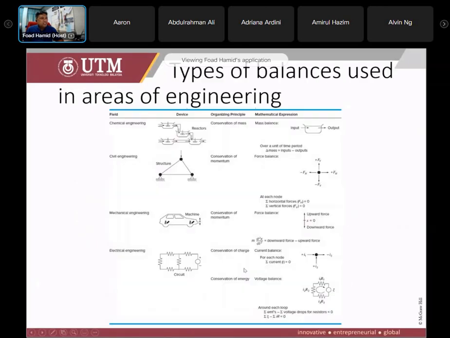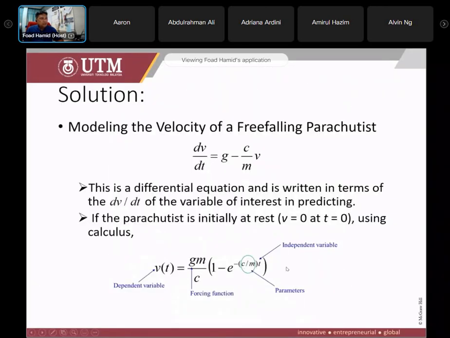This is the solution, where we have V equal to gM over c, 1 minus all these things. So note that we have V as our dependent variable. Why? Because it depends on t here, which is our independent variable. So V depends on t, where t is the independent variable.